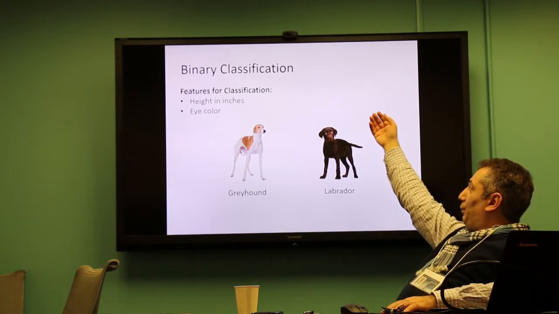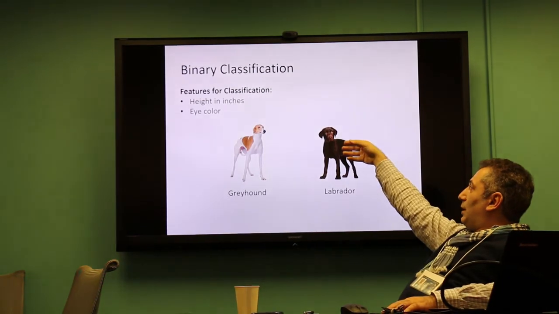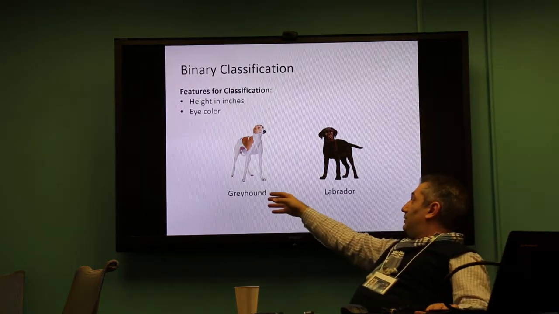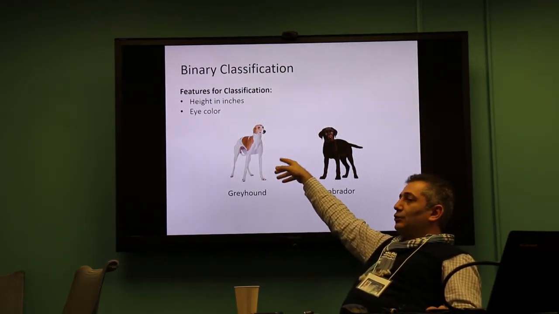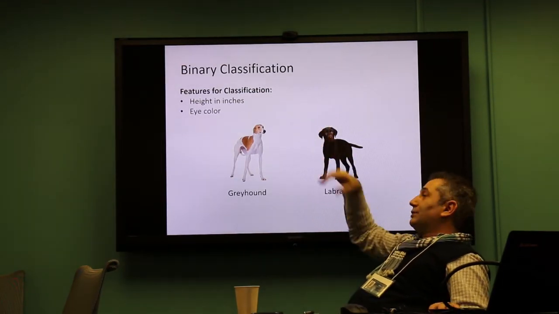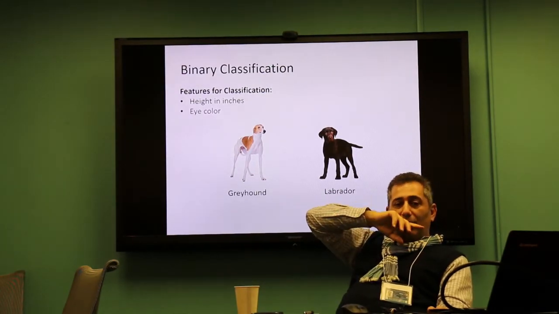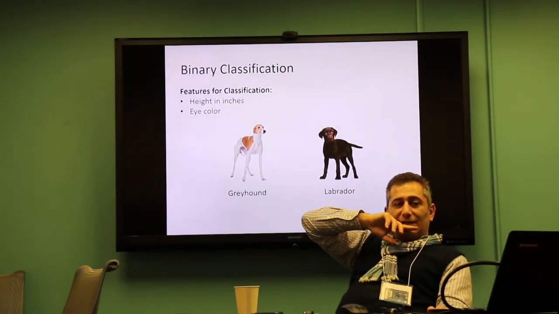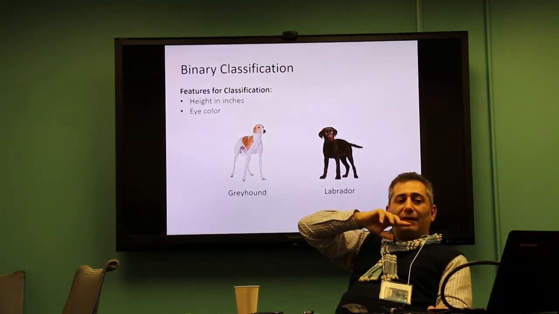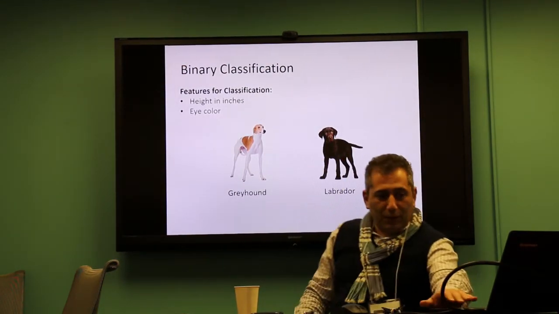So, height in inches and eye colors. Greyhounds in general are something like 28 inches tall, but Labradors, which have some subsidiaries, some other sets, are 24 inches, on average 4 inches shorter.